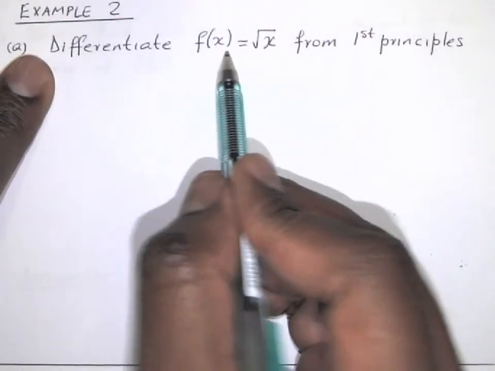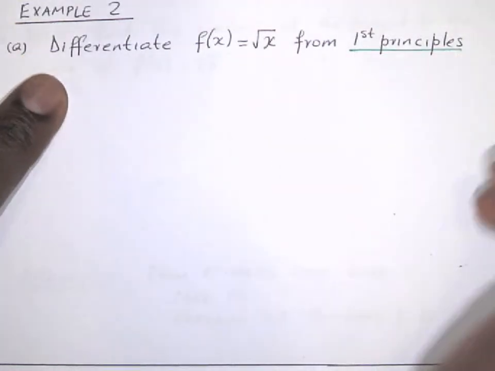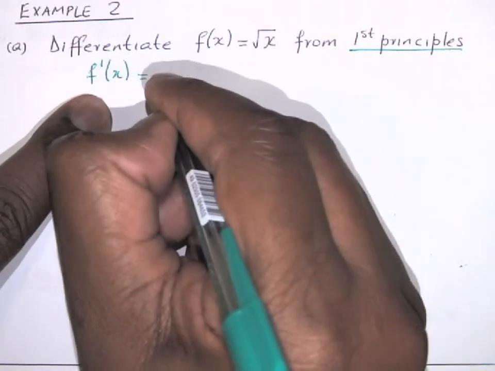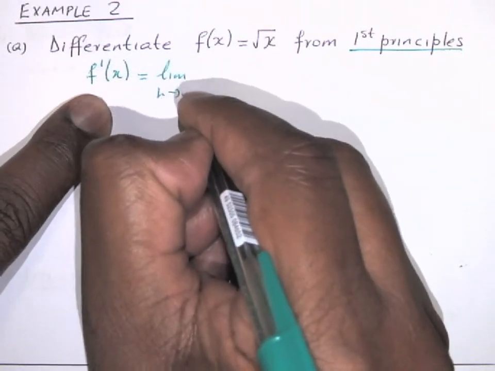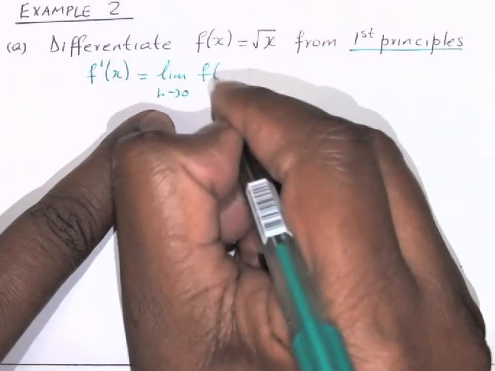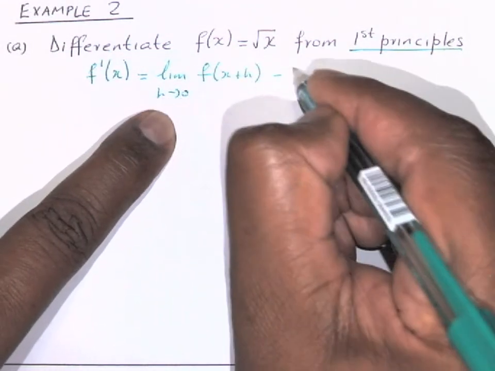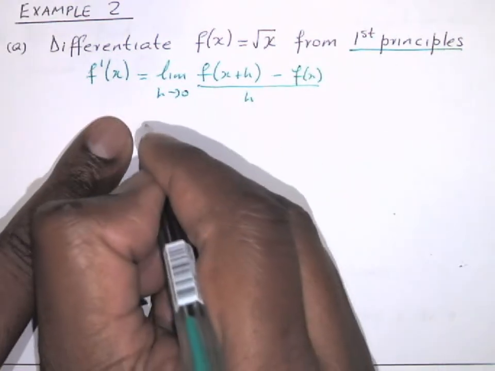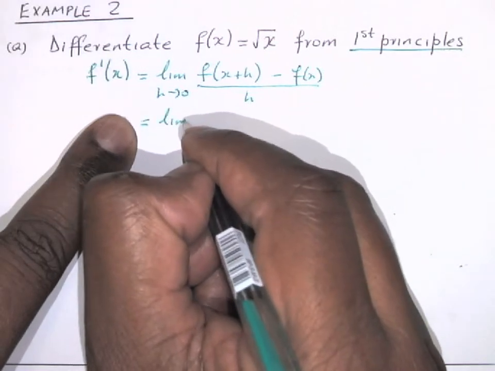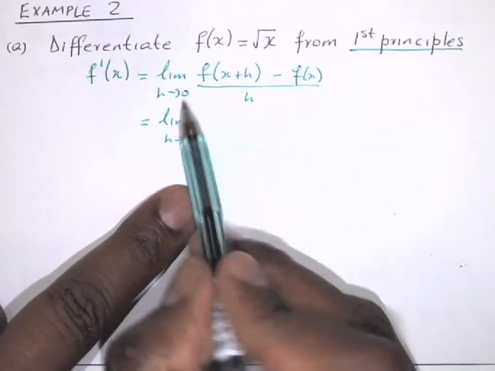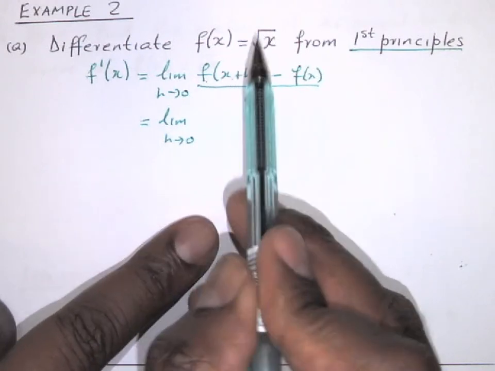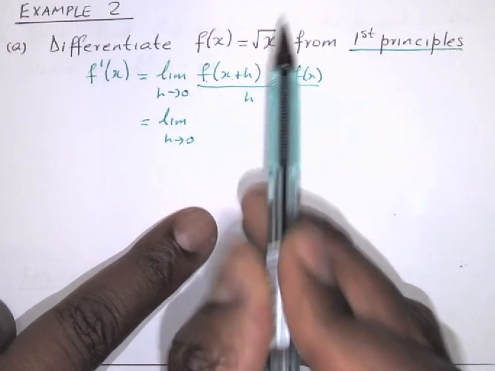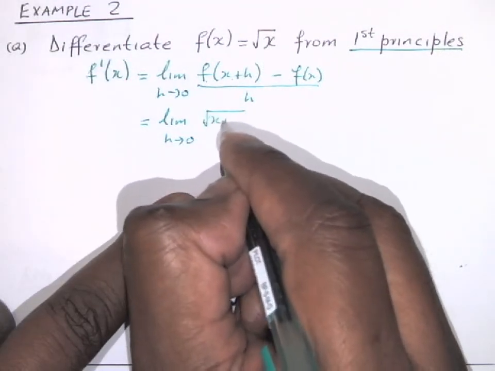Say differentiate this from first principles, because they say first principles, so we start to say f dash of x is equal to the limit as h approaches 0 of f of x plus h minus f of x, you must know this formula by heart, over h. Now what is f of x plus h? In f of x, where there is x, I put x plus h, so this is the square root of x plus h.